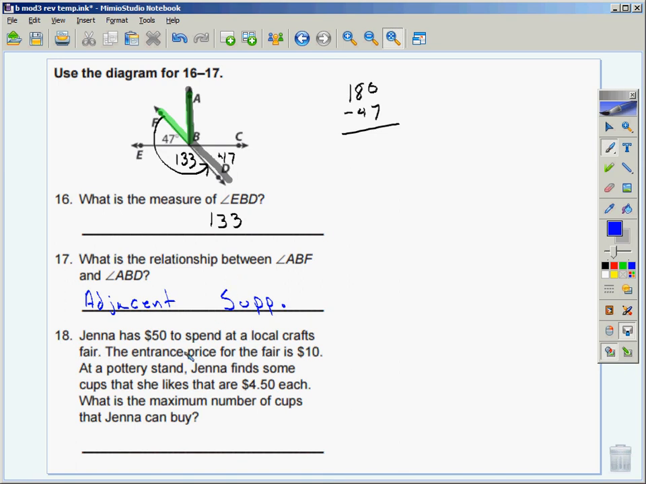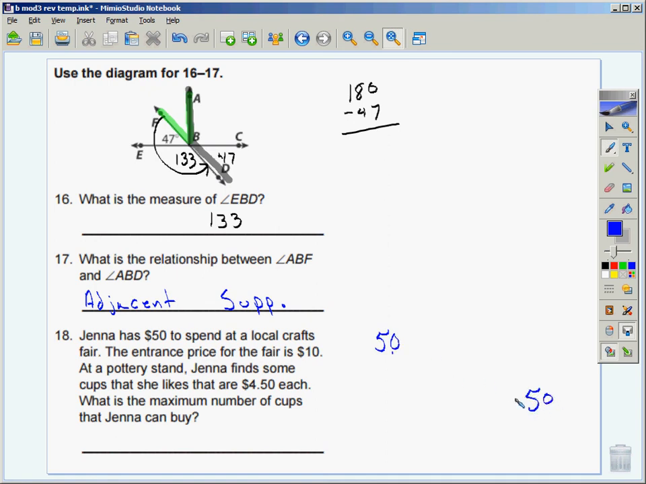Jenna has $50 to spend at a local craft fair. The entrance price for the fair is $10. At a pottery stand, Jenna finds some cups she likes that are $4.50 each. What is the maximum number of cups that Jenna can buy? Can she spend all of the $50? And the answer is yes.